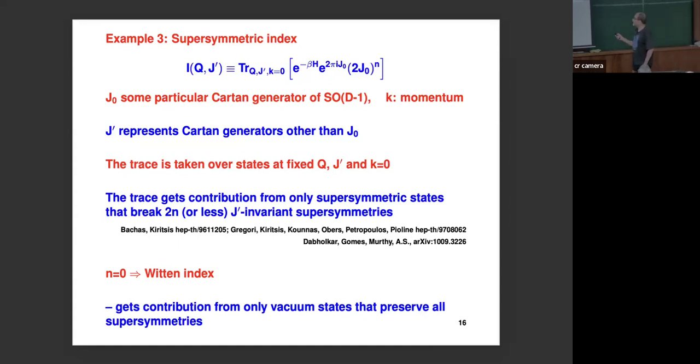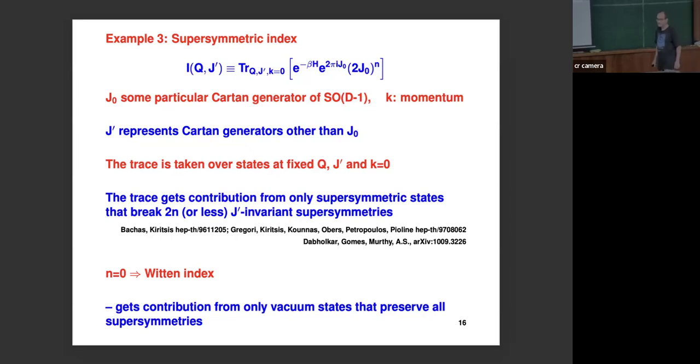The important property that this trace satisfies is that it gets contribution from only supersymmetric states which break 2n or less J prime invariant supersymmetries. Okay, so we look at the set of all the supersymmetries in the theory. Then you focus on that subset which commute with J prime, this Cartan subalgebra that you have fixed. And then we ask which are the states that break 2n or less of those supersymmetries. And this trace gets contribution only from those states, so states which preserve some amount of supersymmetry.